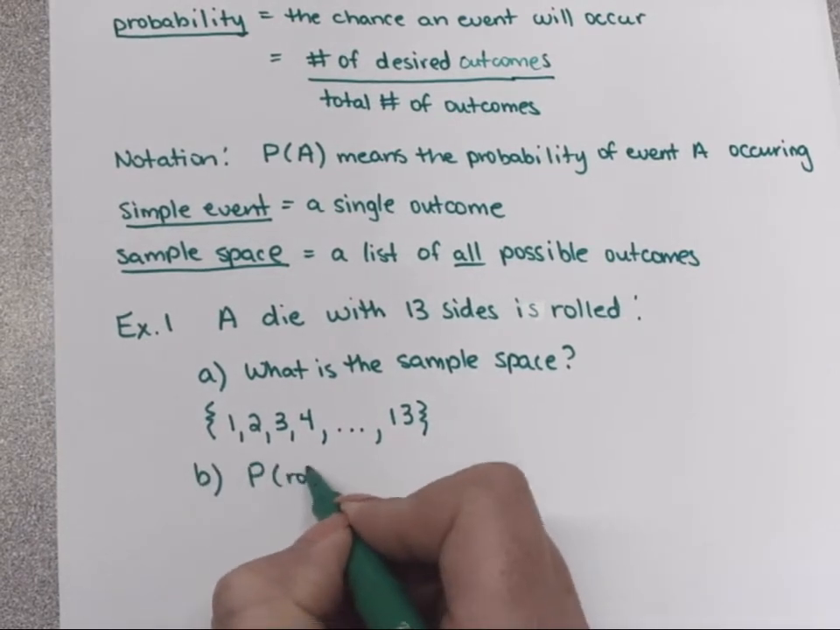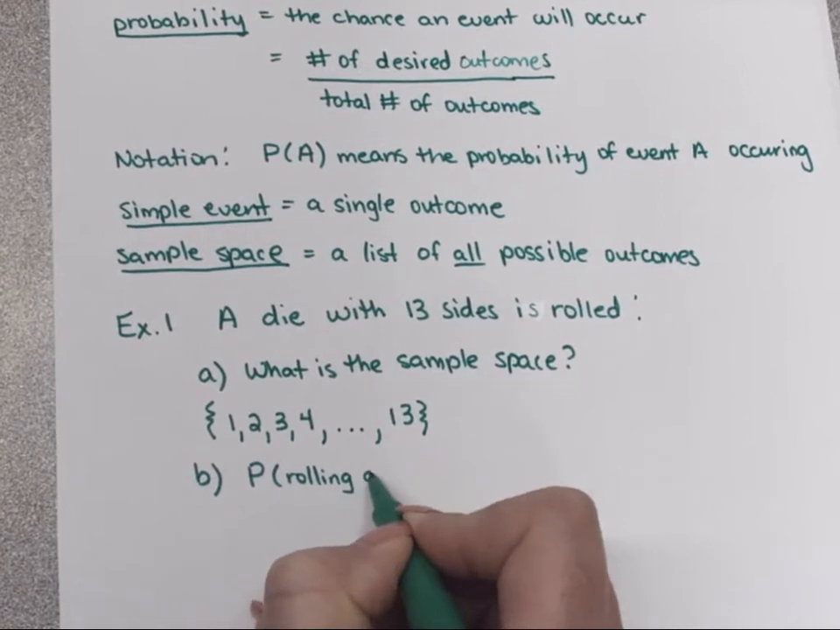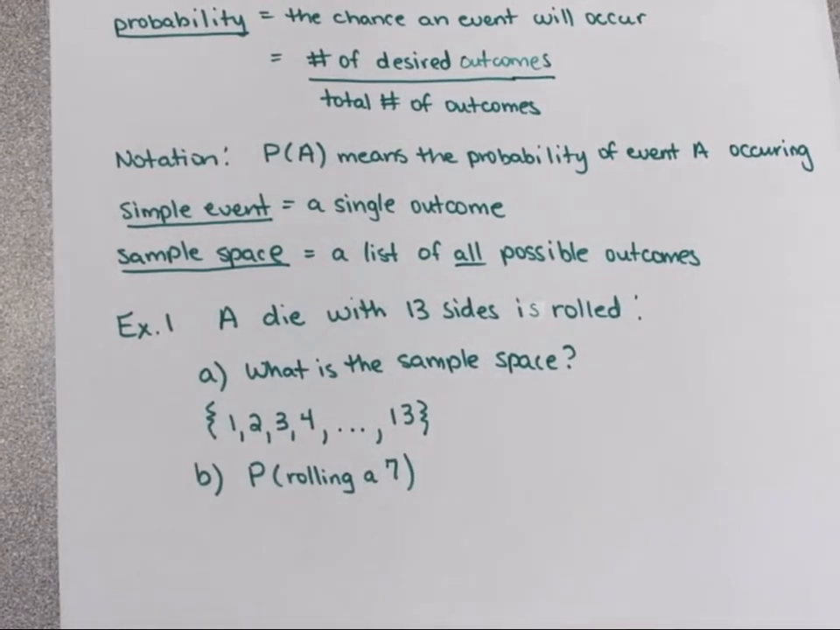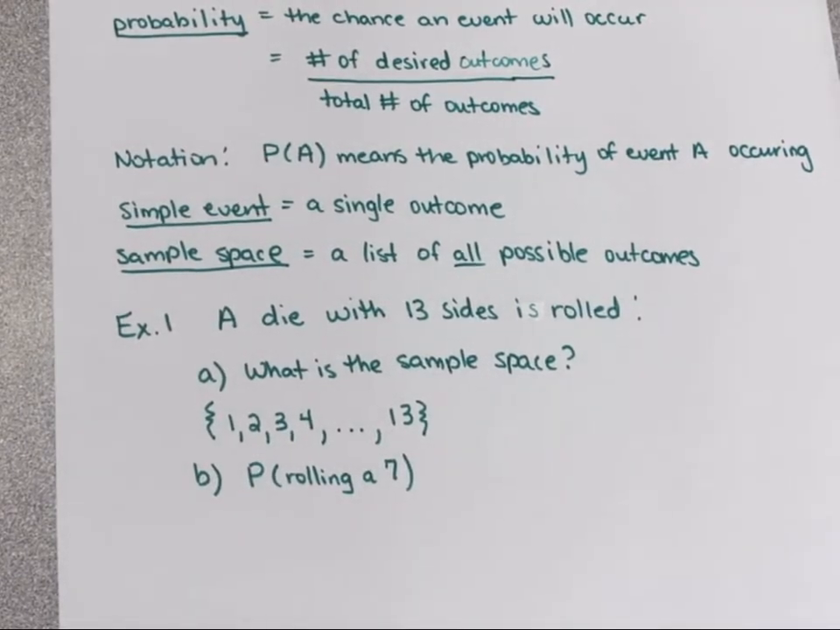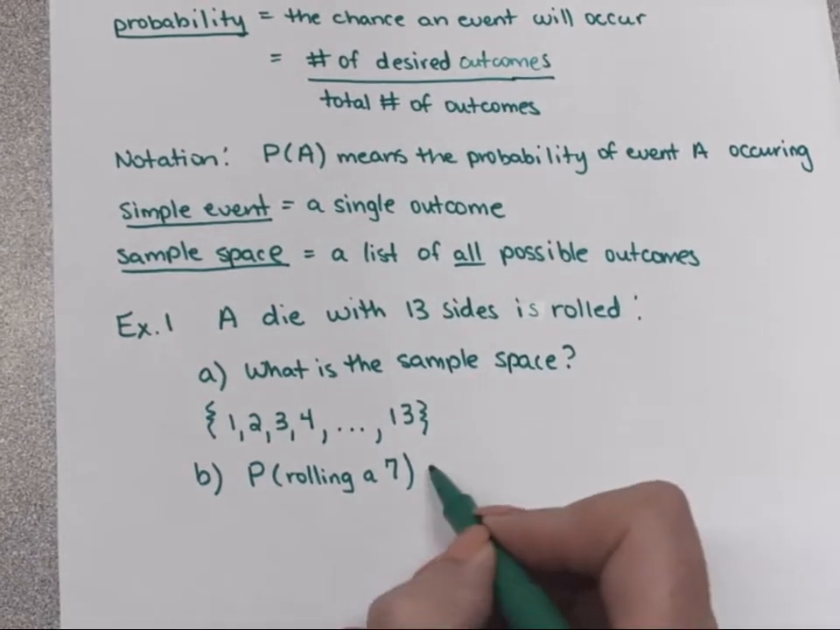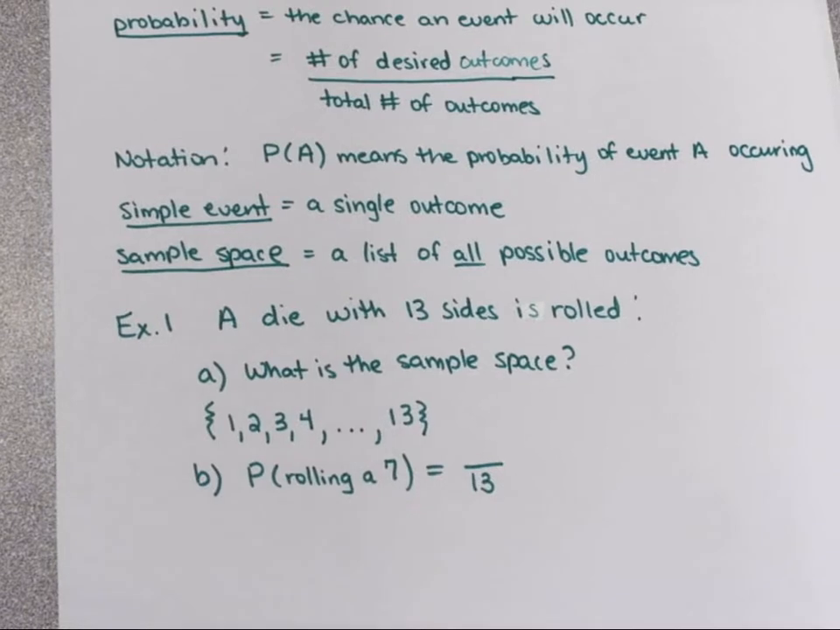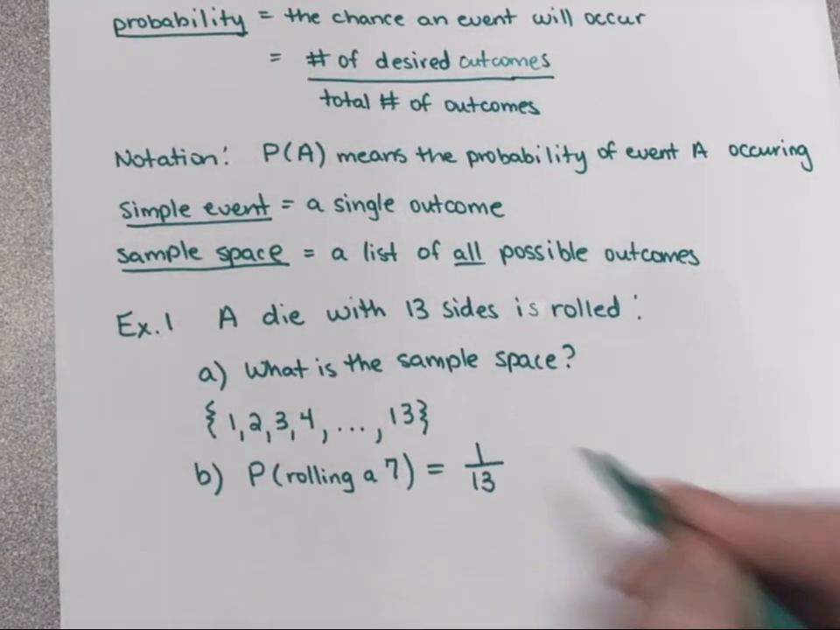So what's the probability of rolling a 7 on this weird 13-sided die? How many options were there in my sample space? 13, right? So 13 goes on bottom. And then how many outcomes would qualify as what I'm looking for? Only one of them, right? The number isn't important, it's how many 7s are there, and there's only one 7. So we would say 1 out of 13.